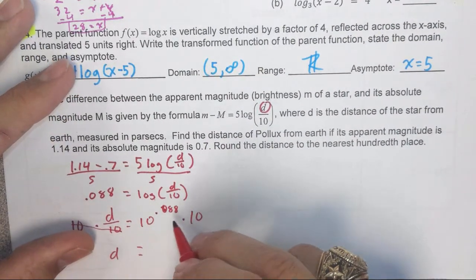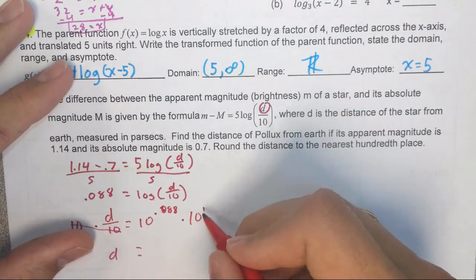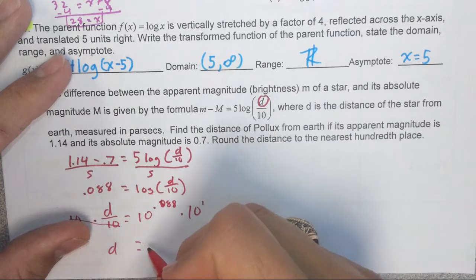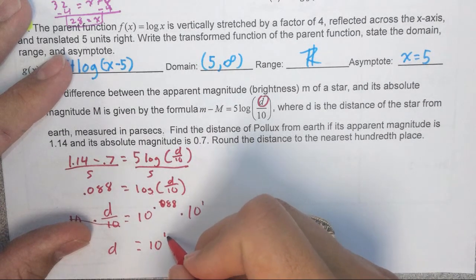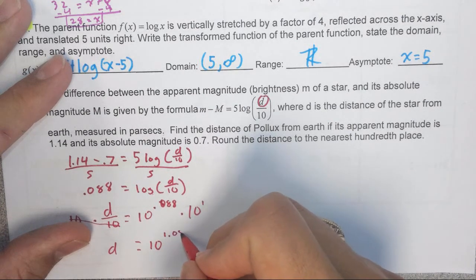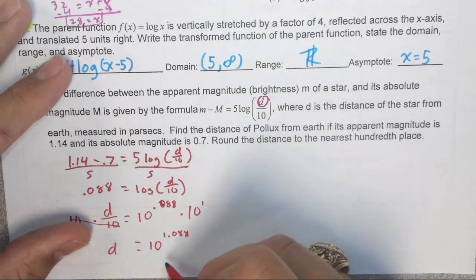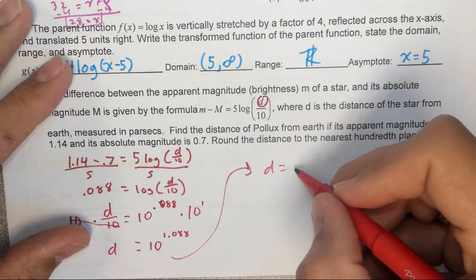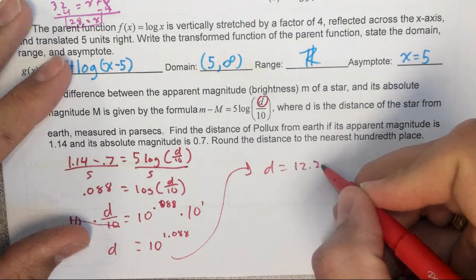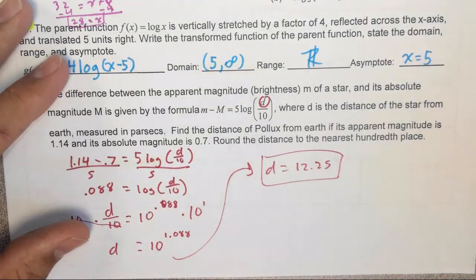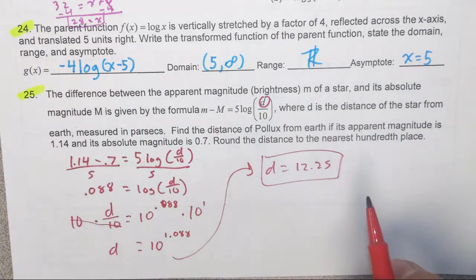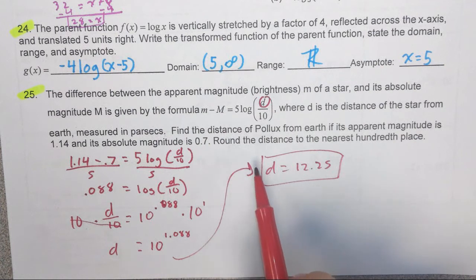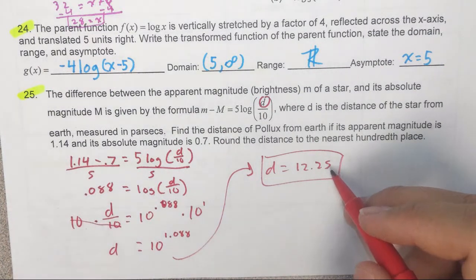D is equal to, same base here, when I multiply these, I'm going to add those exponents. Same base, add those up. You get 10 to the 1.088. That is D equals 12.25. That is the distance in whatever units it is here. And round to the 100th, which is 2 places.